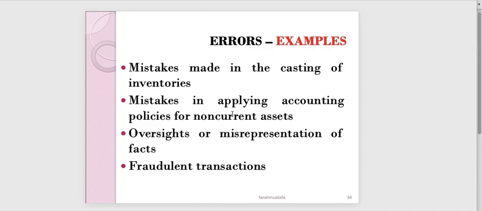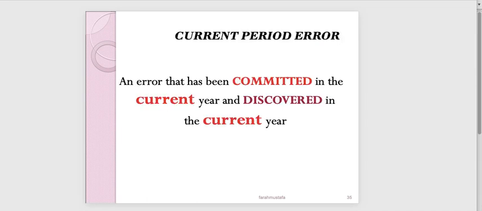Examples of errors: you may have wrongly calculated the figures, you have wrongly added the figures, you have wrongly applied the policy for the non-current asset, you have misrepresented the facts, or there could be a fraud that happened in the organization, in the company, right? So that is considered as error.